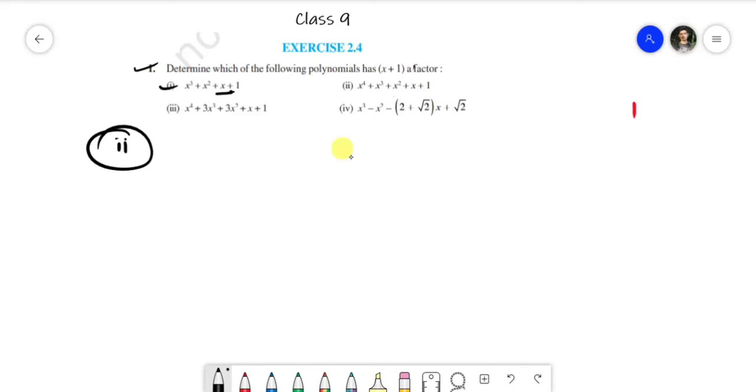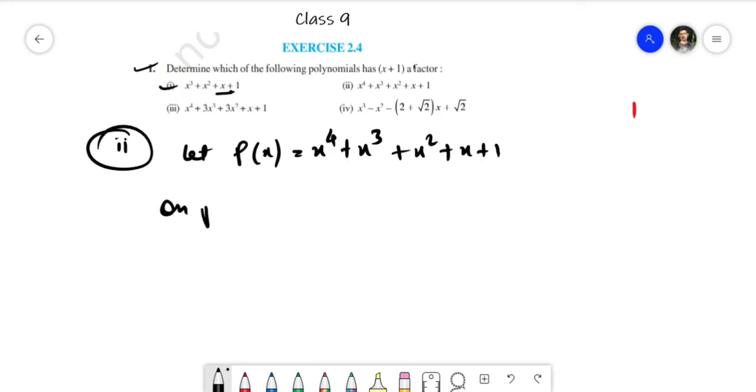It's not tough. So we'll just write, let p of x is equal to x to the power 4, x to the power 3, x square plus x plus 1. So this is done. Now after this, we can just say on putting x is equal to minus 1, we get, actually we are using the remainder theorem. Remember that there are many ways to do this one, but I'm just following the simple way.